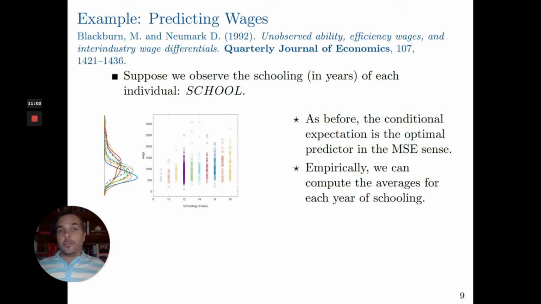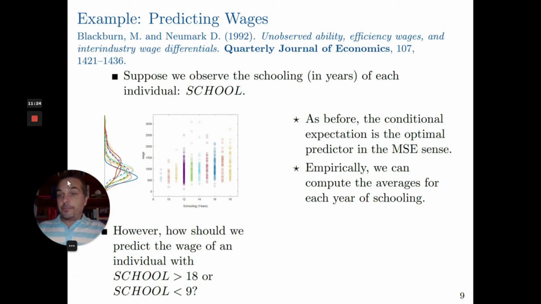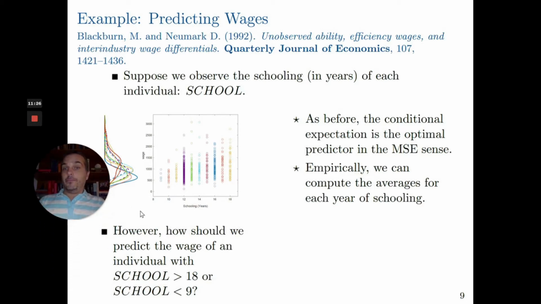So how can we do that? Still pretty easy. We can compute averages for each year of schooling. Although in some cases we don't have many observations of people with just 9 years of schooling, but it's feasible. We can compute this estimator. However, we have a problem. How should we predict the wage of an individual with more than 18 years of schooling?